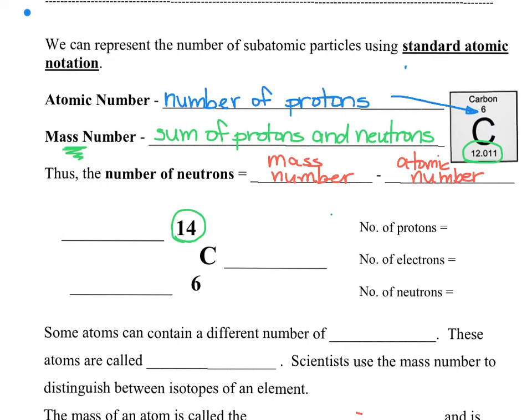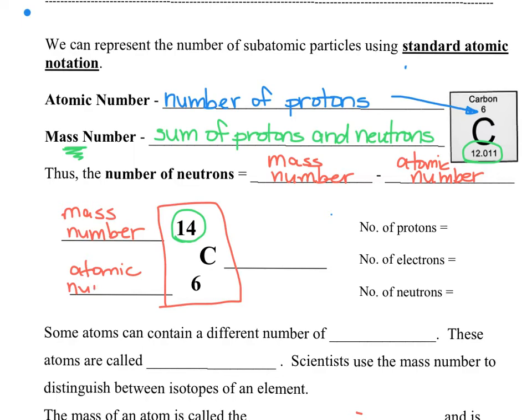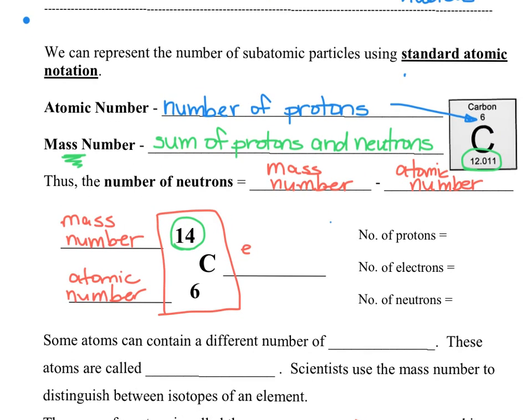So this is what standard atomic notation looks like. So when we're looking at standard atomic notation, we find the mass number is always the number at the top. It will always be the biggest number if not the same number in the case of hydrogen. The atomic number will always be found at the bottom. And then here we have the element symbol.